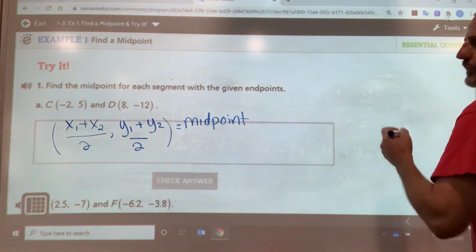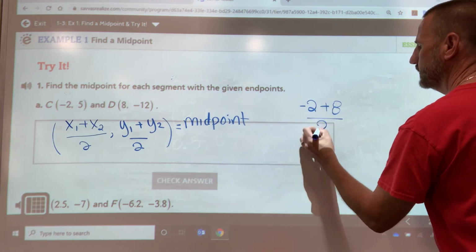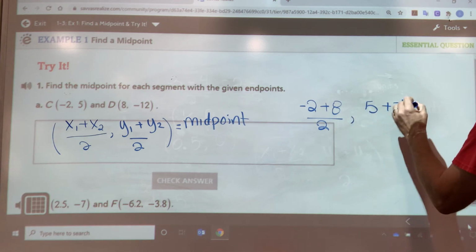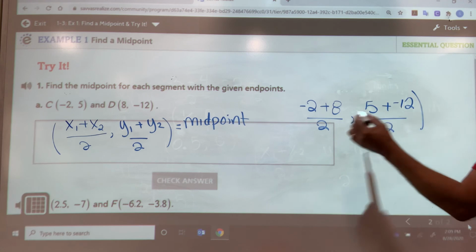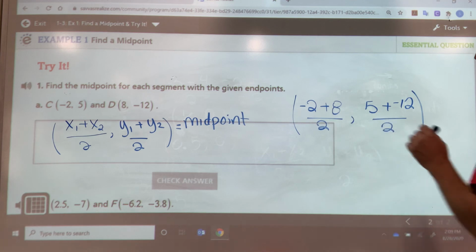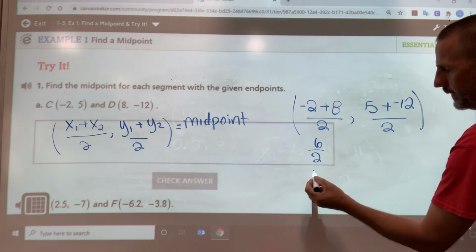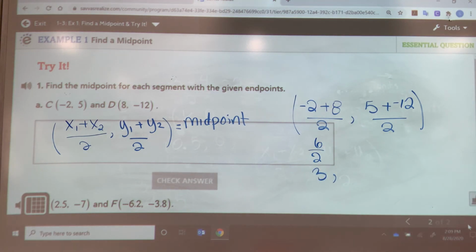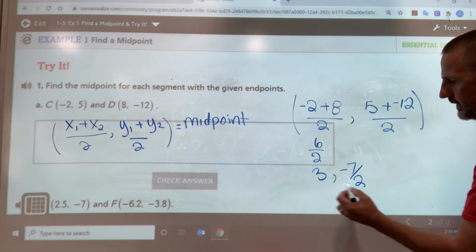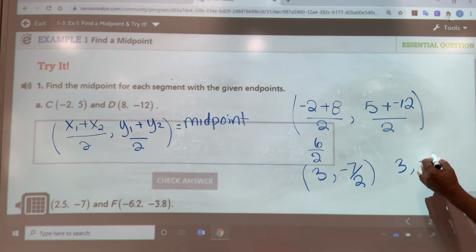Let's start off. For our first x, we can use -2 plus 8 divided by 2. For the second one, we can use 5 plus -12 divided by 2. Keeping those ordered pairs there, keep those parentheses on. Well, -2 plus 8 is 6. 6 divided by 2 is 3. 5 plus -12 is -7. Divided by 2 can be represented as -7/2, or, if acceptable, you could also write -3.5.